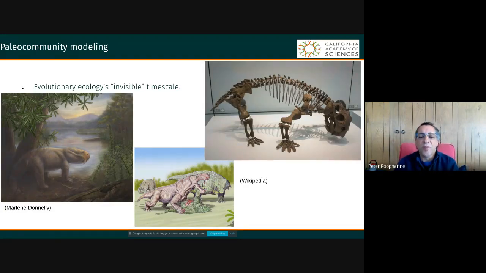So here's how we go about doing this. We have to model these paleo communities. We can't go there and observe the ecologies, right? We can infer a lot of the ecology from an exquisite fossil record. There's a record right now of more than 50,000 vertebrates, for example. This doesn't include the invertebrates or the tens of thousands of plant fossils. And we have to infer the ecologies, however.